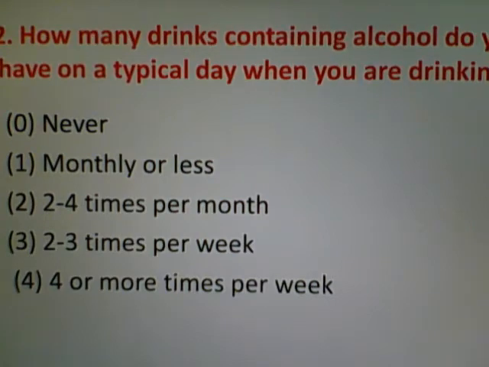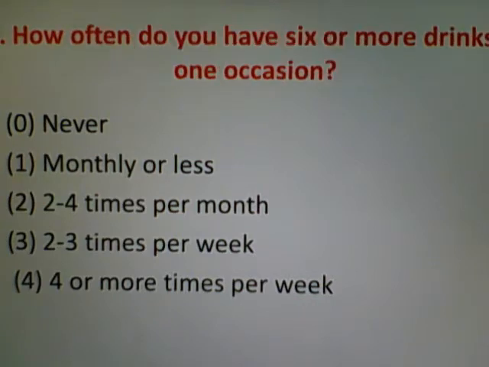The second question is, how many drinks containing alcohol do you have on a typical day when you are drinking? Never, monthly or less, 2 to 4 times per month, 2 to 3 times per week, 4 or more times per week. Number 3, how often do you have 6 or more drinks on one occasion?